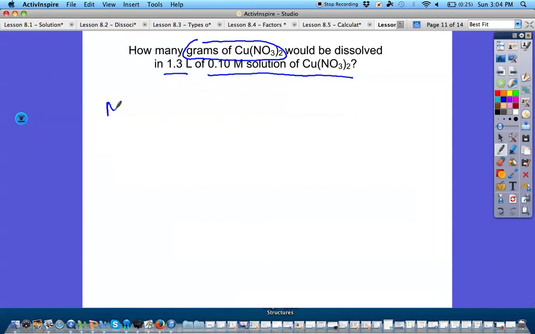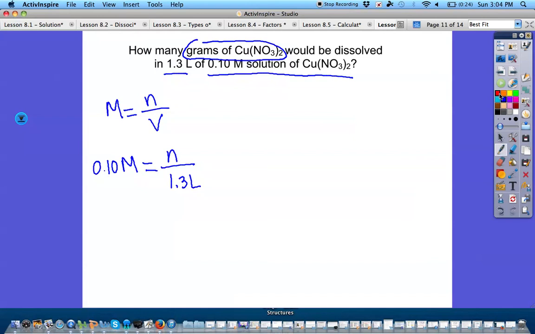So in our molarity equation, remember it's molarity equals the number of moles divided by the volume. So we have the molarity, so we're going to plug in 0.10 molar. We don't know the number of moles, so we're just going to leave that as N, but we do know the volume, and that's 1.3 liters. So if we find our number of moles, then we can find the mass of copper nitrate.